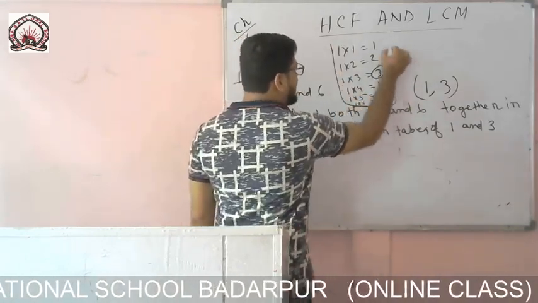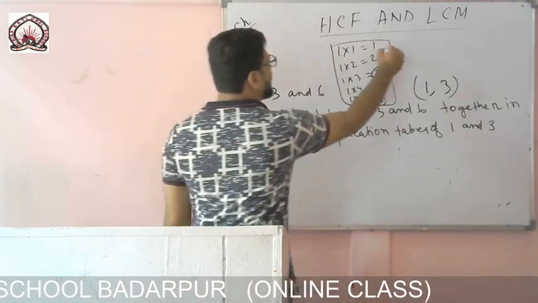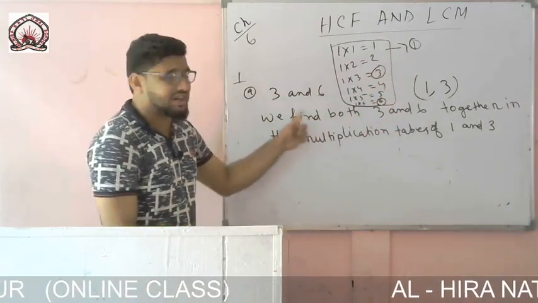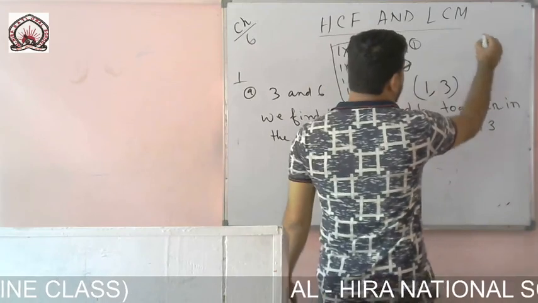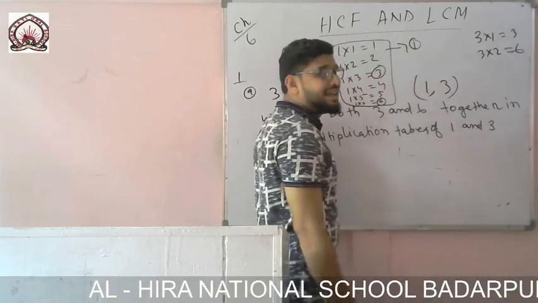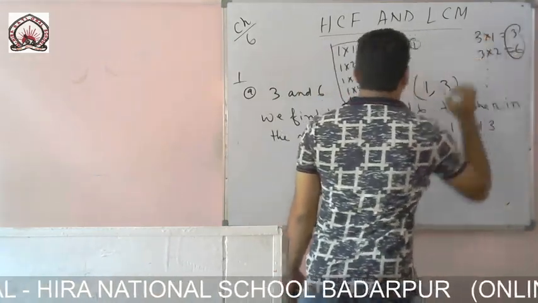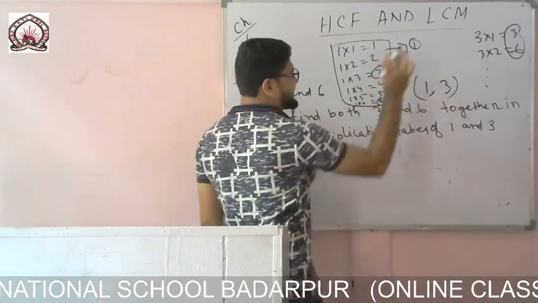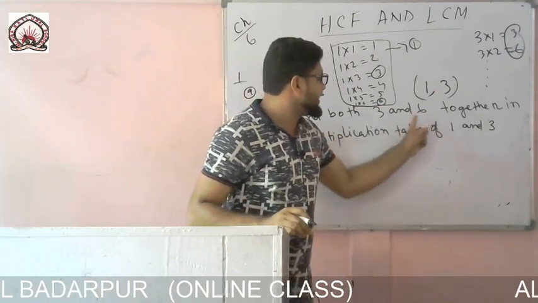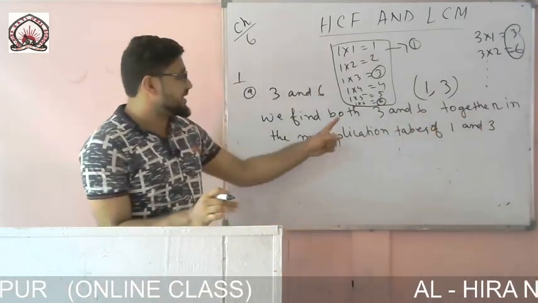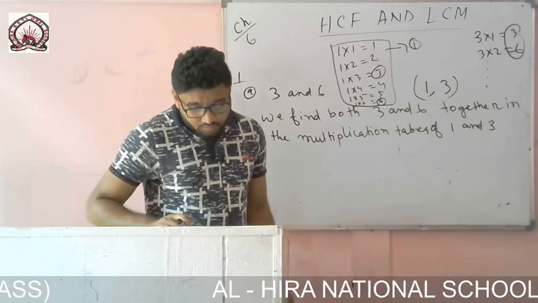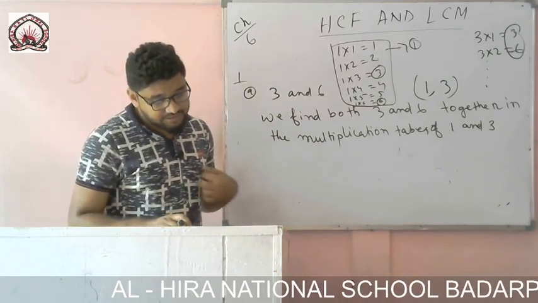And both 3 and 6 as multiples I shall get in the multiplication table of 3. How? 3 into 1 is 3, 3 into 2 is 6. That means in the multiplication table of 3 also I got 3 and 6. Understood? So for that reason we find both 3 and 6 together in the multiplication tables of 1 and 3.